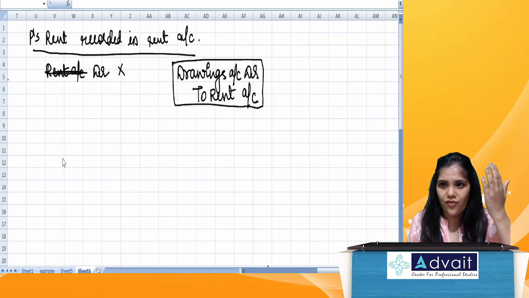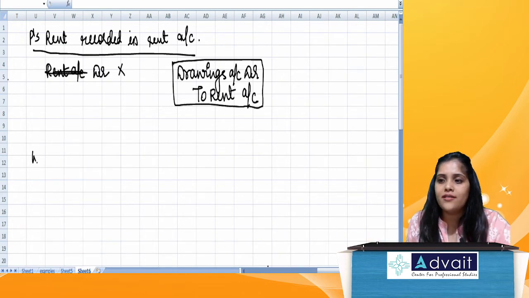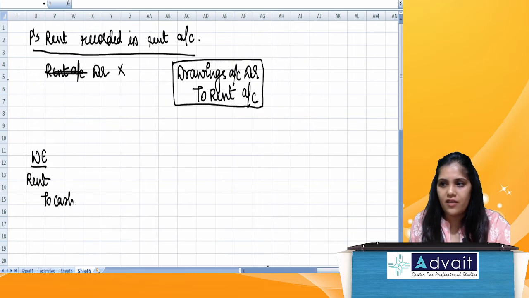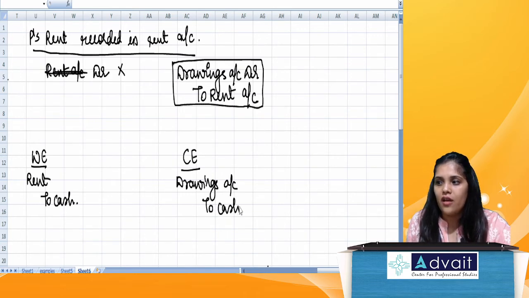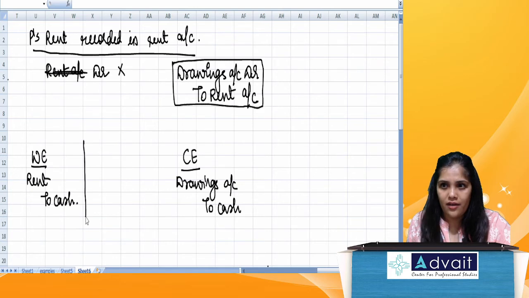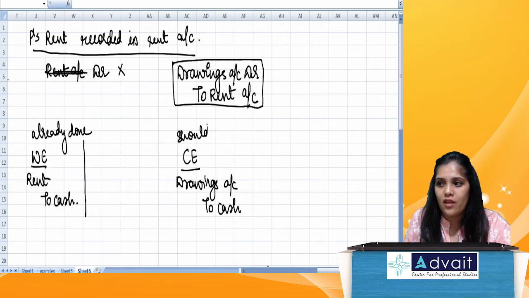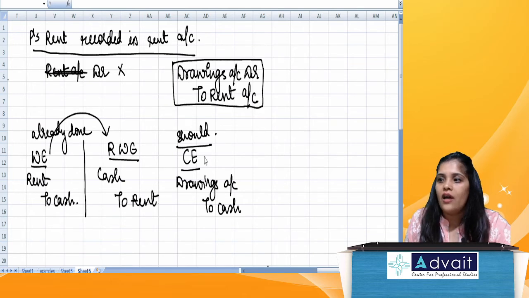Now, this is the logical way of doing, if you understand debit and credit. But if you don't understand debit and credit, this is how we would do. What is the wrong entry that we have passed? The wrong entry we have passed is rent to cash. Correct? Now, what is the correct entry we should have passed? We should have passed drawings account to cash. Now, what do they say? The wrong entry is already done. The correct entry I should have done. So, first, reverse the wrong entry. How will we reverse? Cash to rent. And then pass the correct entry.